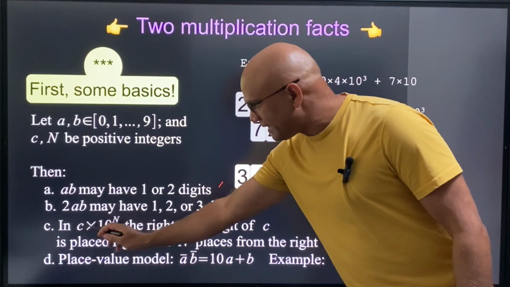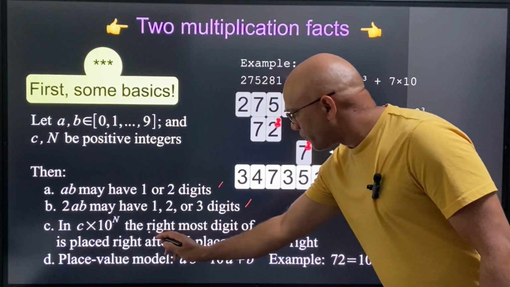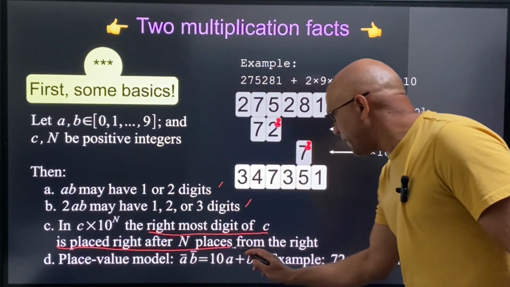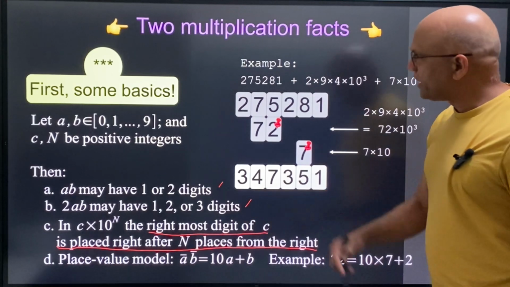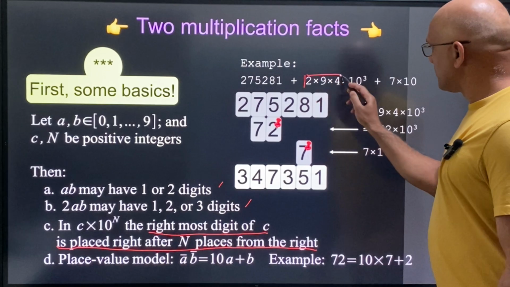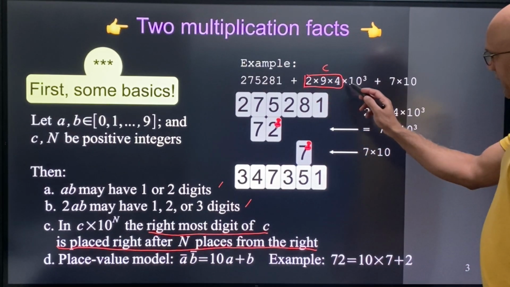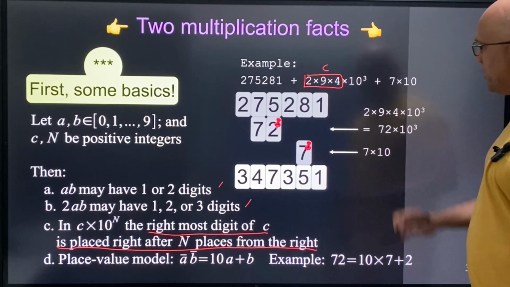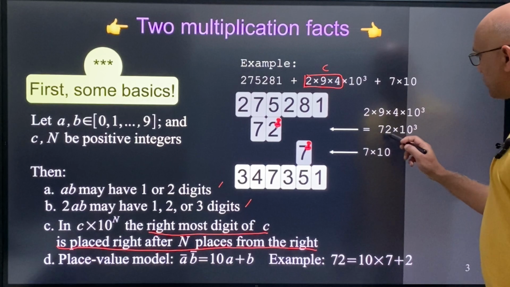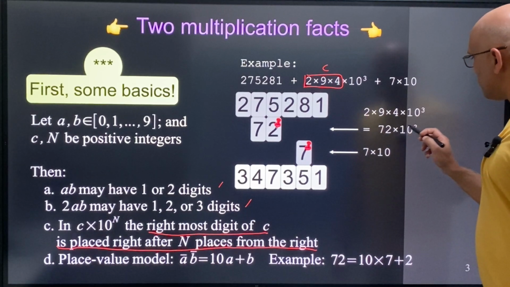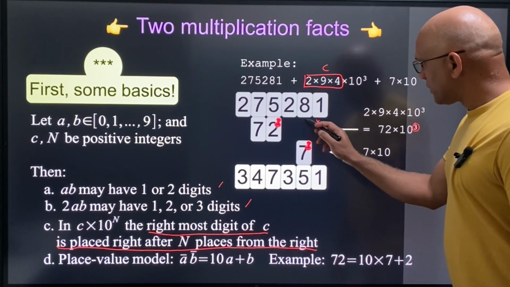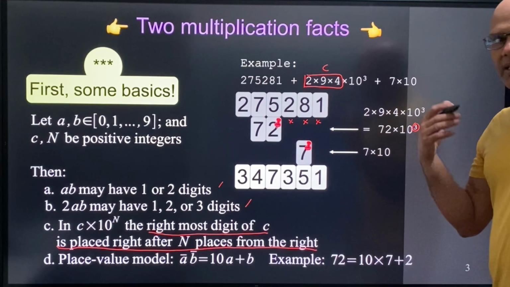If we see a number like c times 10 power n, the rightmost digit of c is placed right after n places from the right. Let me explain this with an example. Let's say we have something like this plus this plus this. Here this is, let's say c, some integer times 10 to the power n, n is 3 here. Now this computes to 72 here. 72 times 10 power 3. So this 3 means 3 zeros, right? So these 3 spots, they are zeros.